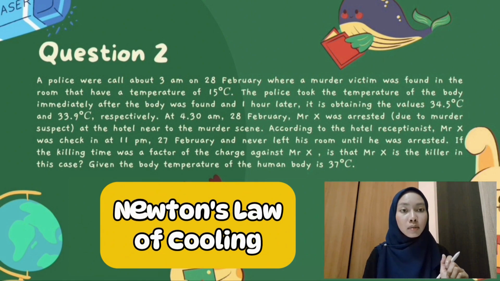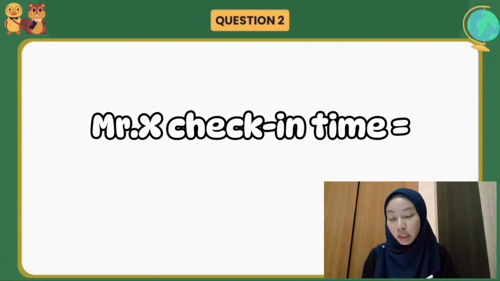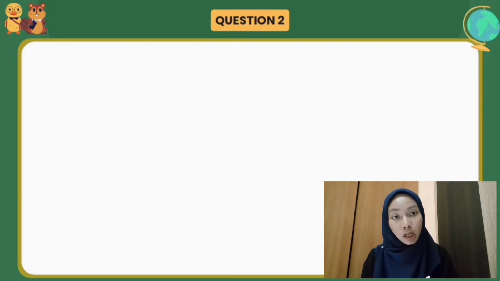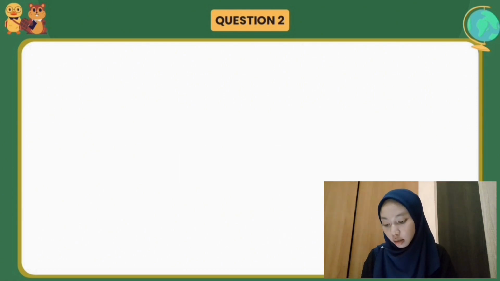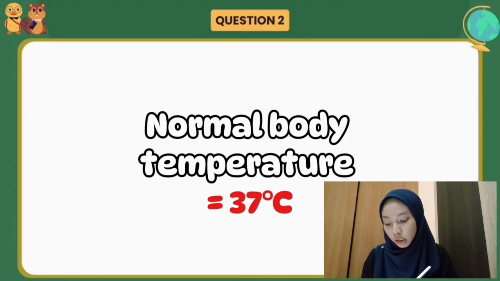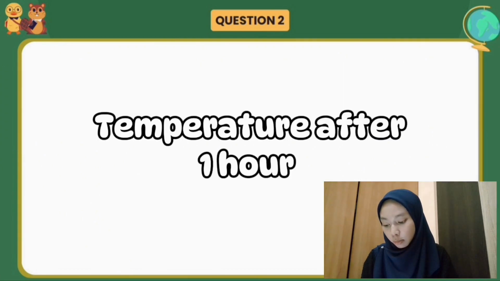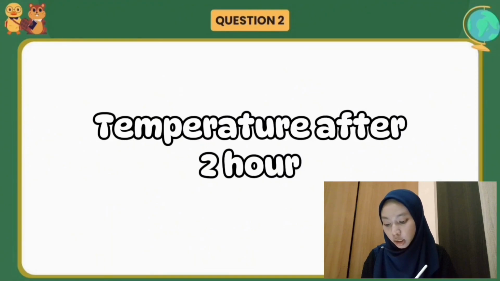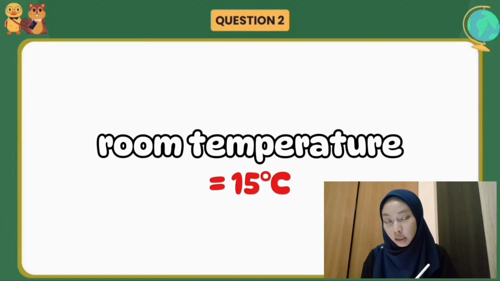and compare it to Mr. X's whereabouts. So, from the question, we already know that Mr. X's check-in time is on 27 February at 11 p.m. And we want to find the time of death. So, we can write T equals question mark, and then 37 degrees Celsius for the normal body temperature. We also know that the temperature after 1 hour is 34.5 degrees Celsius and after 2 hours it becomes 33.9 degrees Celsius. Room temperature is 15 degrees Celsius.